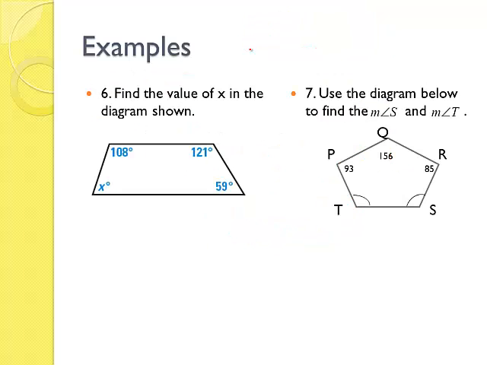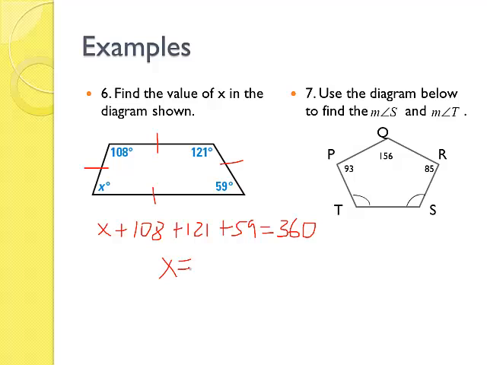Okay, some more examples. We have find the value of x in the diagram shown. So I look and I see I have 1, 2, 3, 4 sides. I'm just using those marks to count the number of sides. I'm not using them to show congruence. So again, we can use the corollary. So we have x plus 108 plus 121 plus 59 equals 360 degrees. Okay. So when you solve, you should get x equals 72 degrees. And that's it.